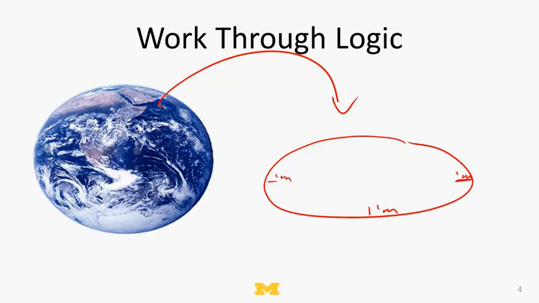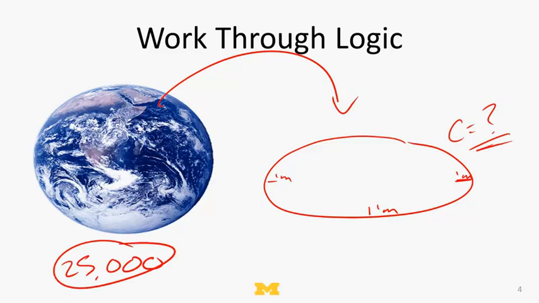Now I'm going to ask the question: what should the circumference of that rim be? How big around does that rim have to be, assuming, let's simplify it, that the Earth is 25,000 miles around the equator? How big around does that rim have to be if I want 1 meter of clearance all the way around? Think about it.